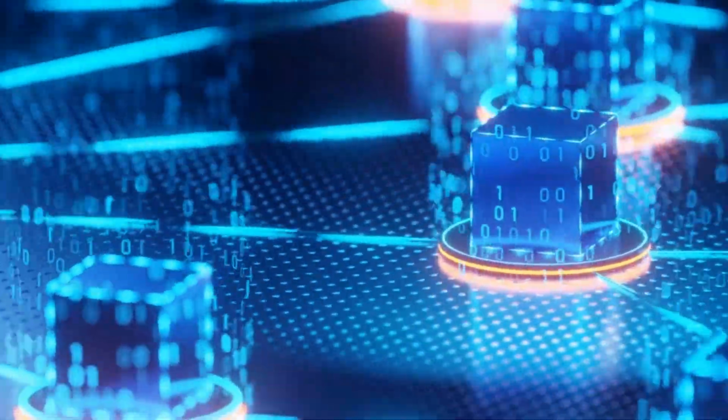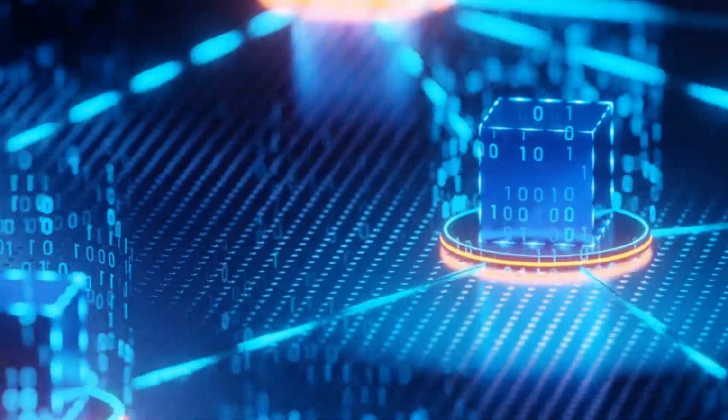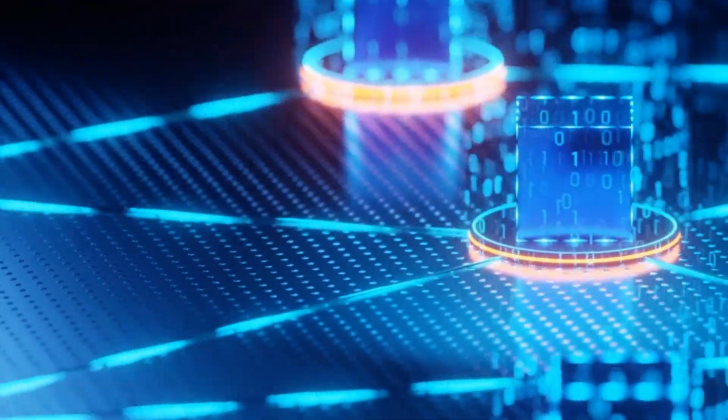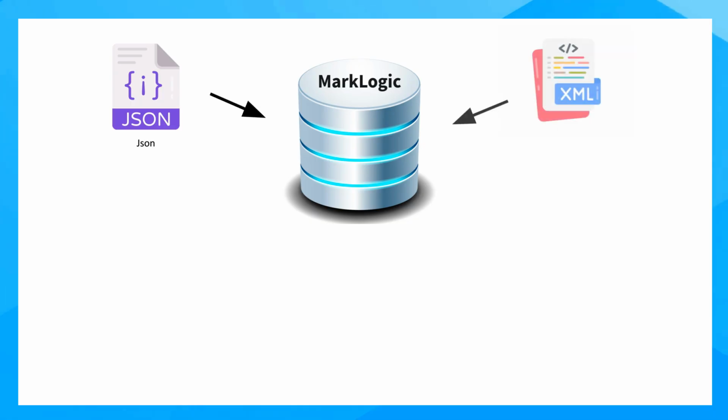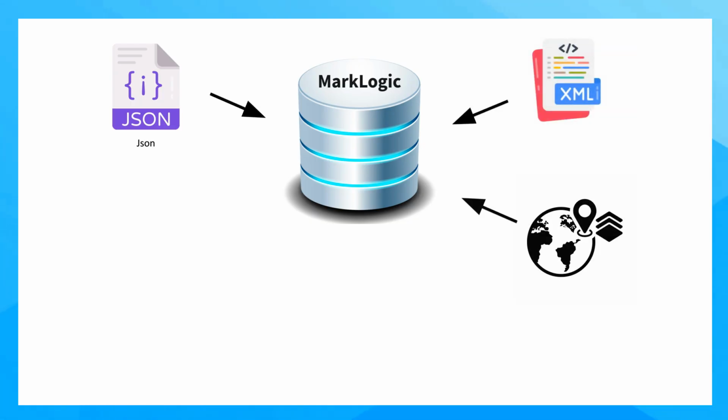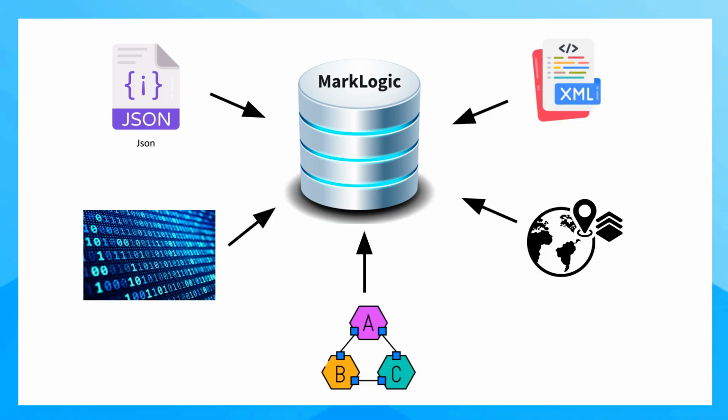MarkLogic is a powerful multi-model database that allows for simultaneous querying of diverse types of data. Multi-model means you can load different types of data into MarkLogic, such as JSON documents, XML documents, geospatial data, semantic triples, and binary data. You can then query them simultaneously.